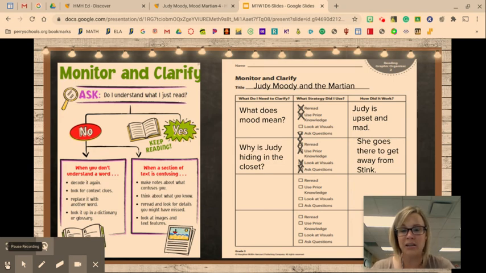The second thing that I needed to clarify was why she was hiding in the closet. That is something that I didn't really understand when I was reading, and so I had to reread. I had to think about what I know about why people hide. I used my pictures to kind of help me out, and then I was asking myself some questions. And so when I did all of those things, I found out that she likes to go there to get away from Stink.